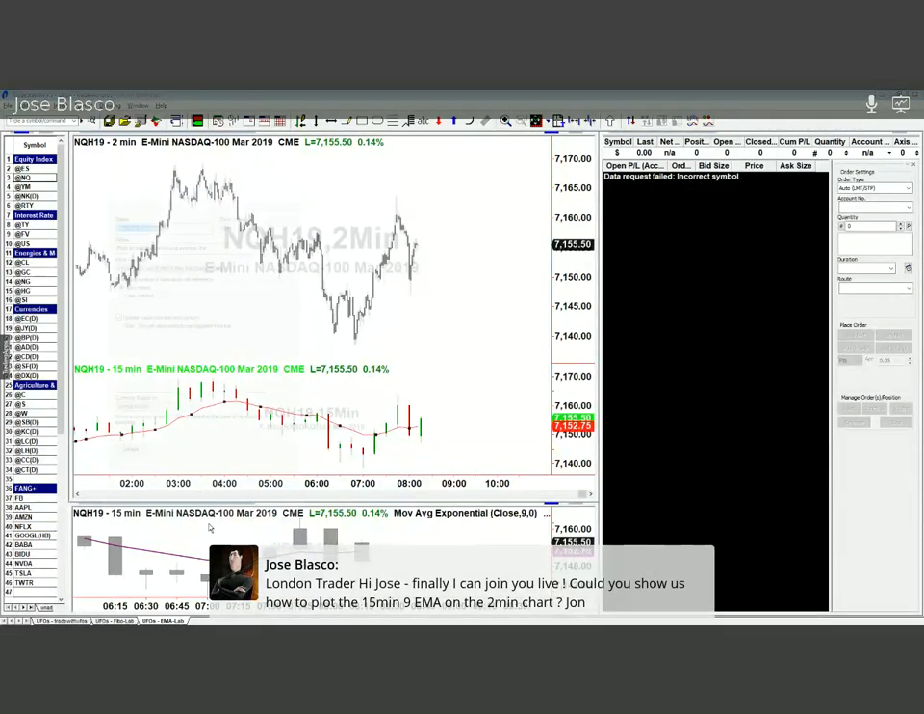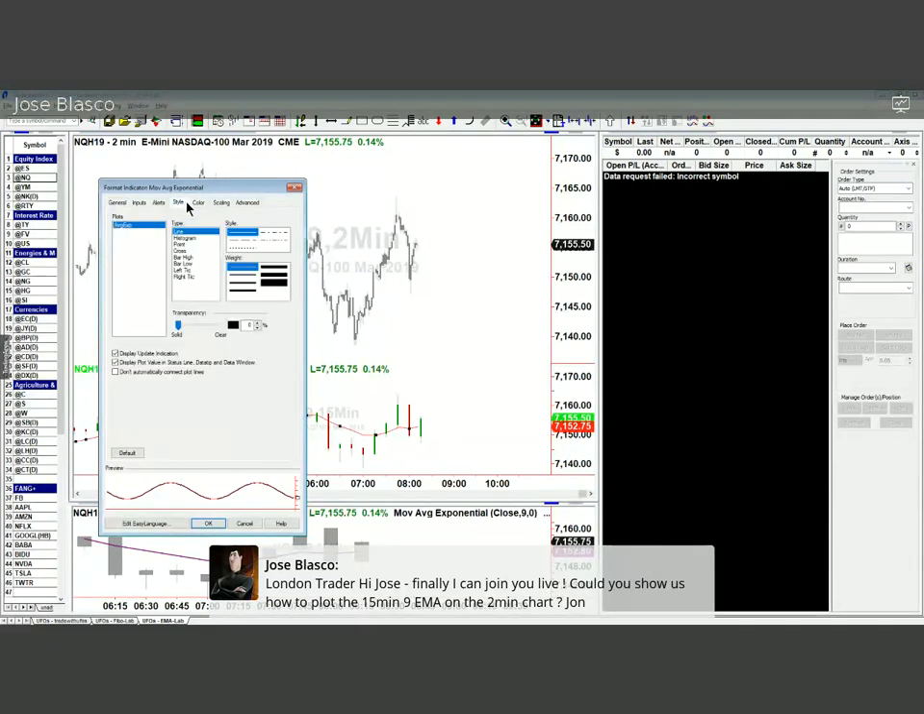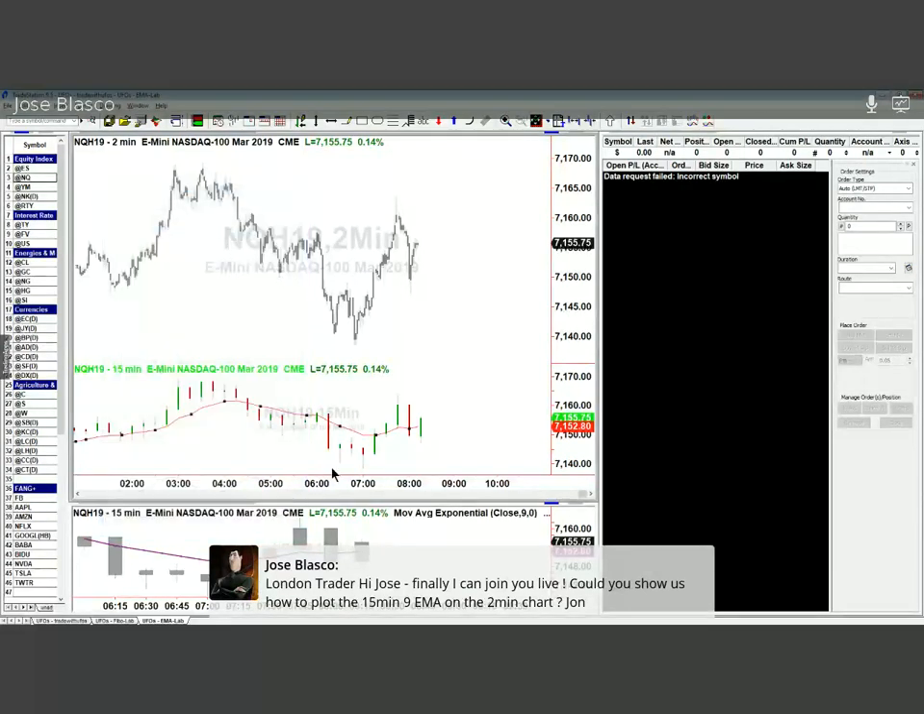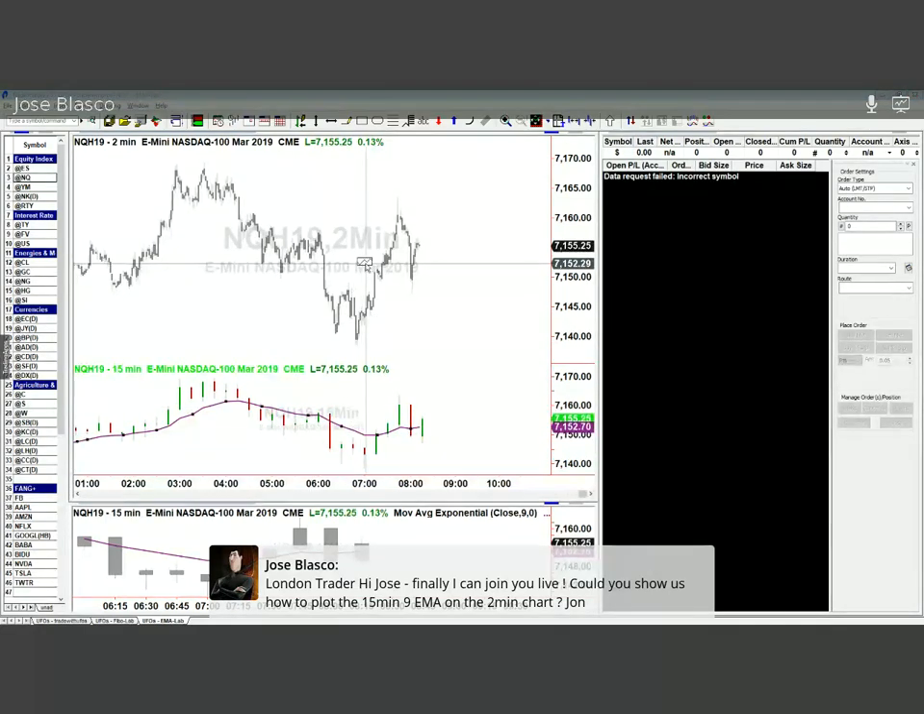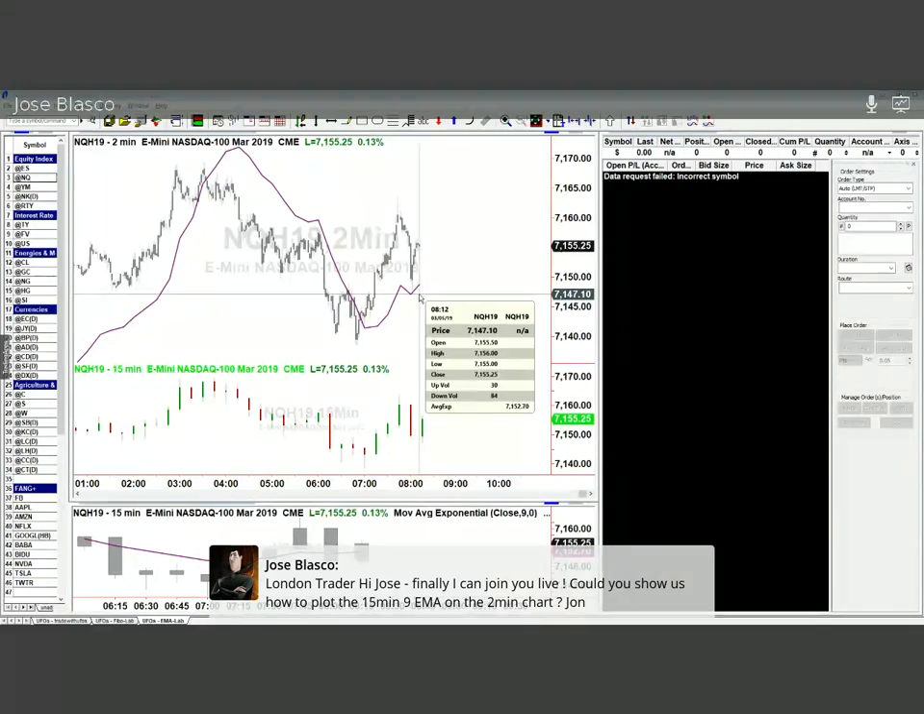And just to make it equal, let's go ahead and change the color. We'll make it purple. Okay, just a little thicker, just like it's below. Look at beautiful moving averages. It's the same one as before, but it happens to be in the same window. And now what you could do is just drag it on the 2-minute time frame, click OK.